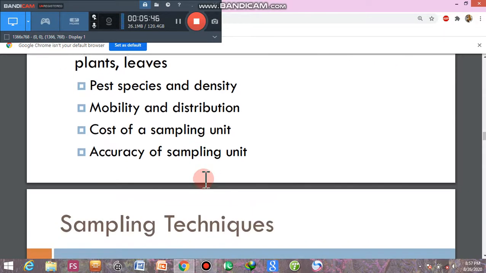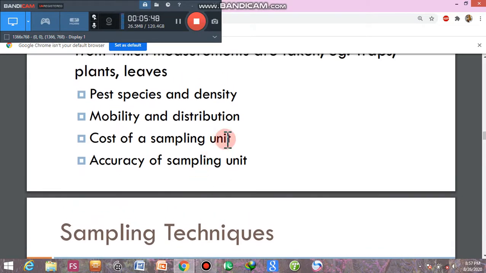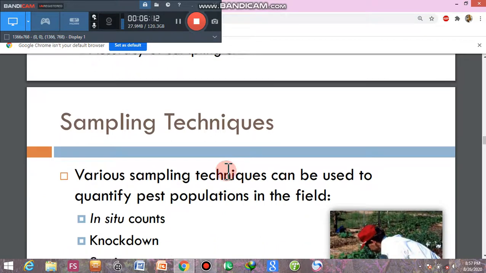Cost of the sampling unit: definitely when you are doing sampling, you should purchase different tools for the sampling, and you also need to pay the person who is doing the sampling. Accuracy of the sampling unit: your sampling unit should be accurate.